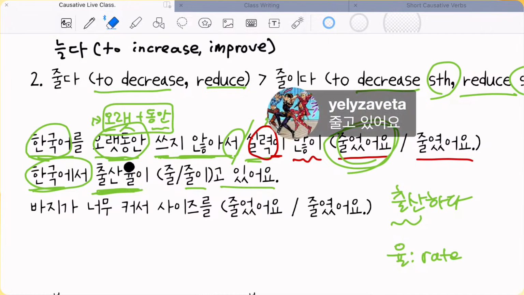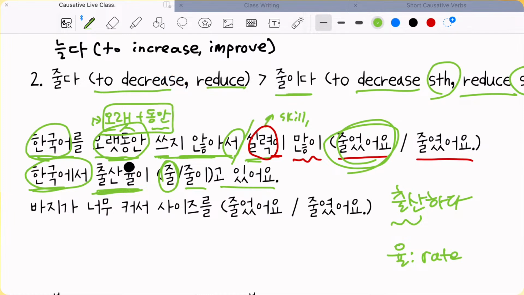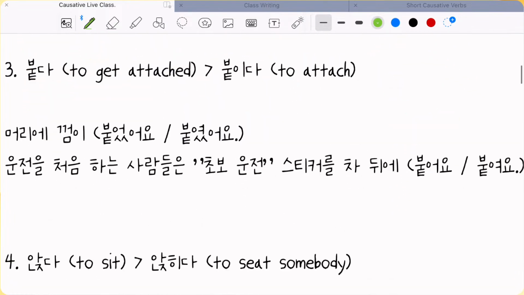그리고 그렇죠. 예리님, like 예리님 says, it should be 줄고 있어요 because it's the number. It's the subject number that is decreasing. So you can use 줄다, the intransitive verb 줄고 있어요. 출산율이 줄고 있어요. 그래서, and this is actually a true story, guys.